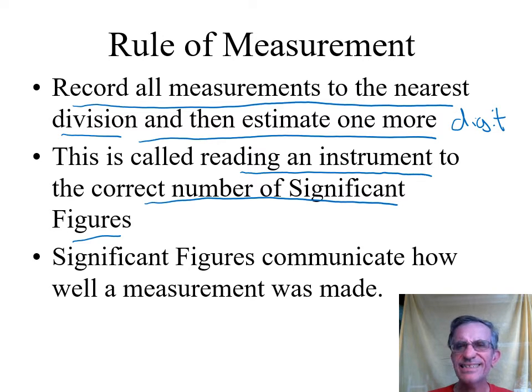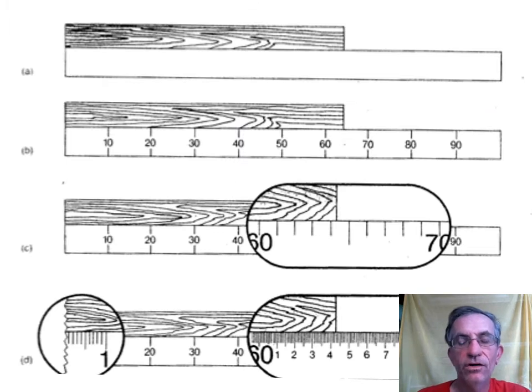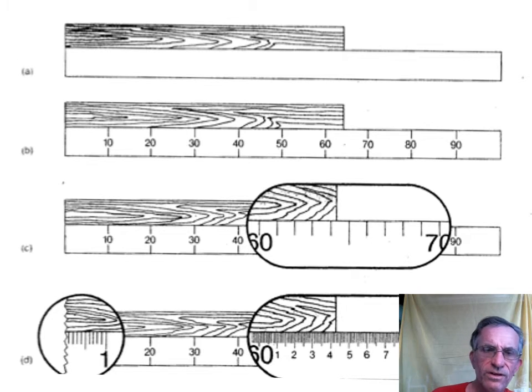So with that, let's get into a few examples. Again, this will come up a little bit in lecture, but especially in lab, where you actually are going to be taking some measurements. So let's look at a little example of how exactly we take a measurement in science. The rule of measurement said, determine what the divisions are and estimate one more digit past it.